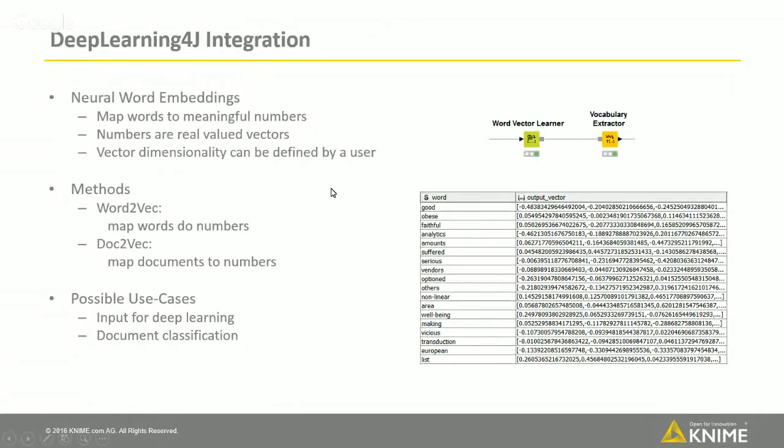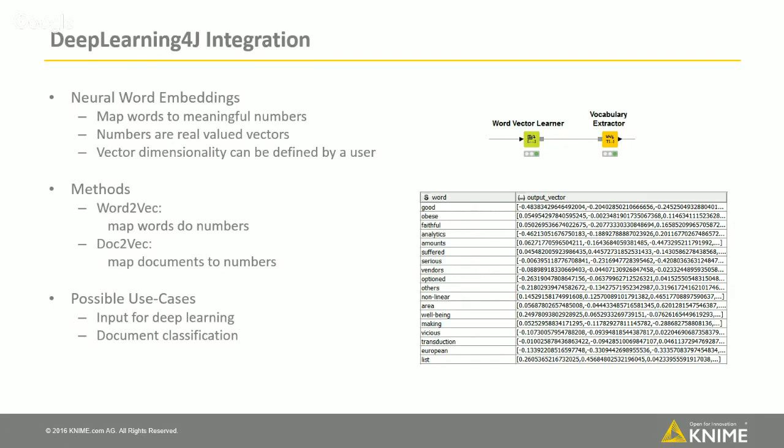In order to do this, there are two available methods. The first method would be word to vector, which maps words to numbers. And the second method would be document to vector, which maps whole documents to numbers. So we have a representation for a whole document. Possible use cases for these neural word embeddings are to create input for deep learning, because these deep networks only understand numbers. Another use case would be, for example, document classification.